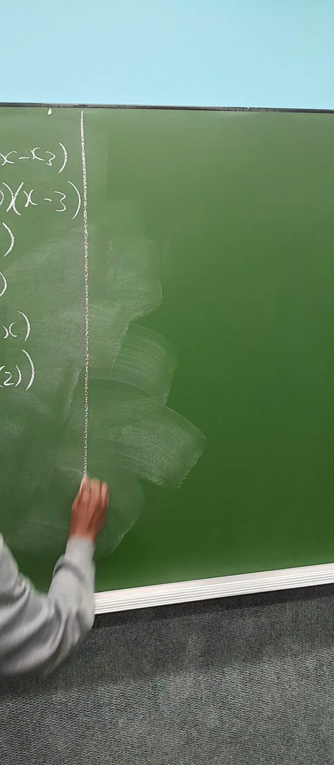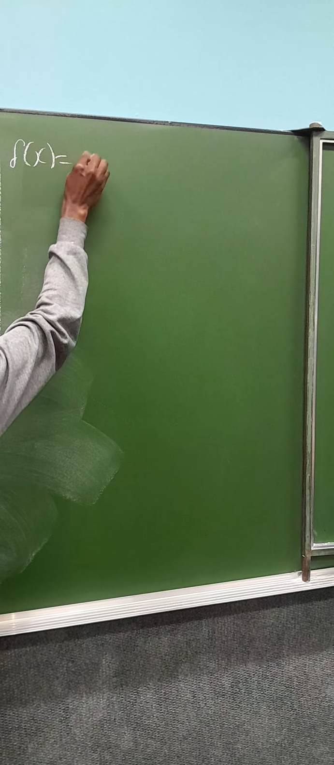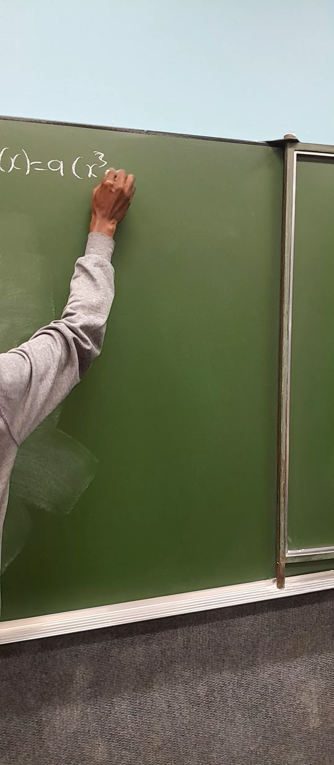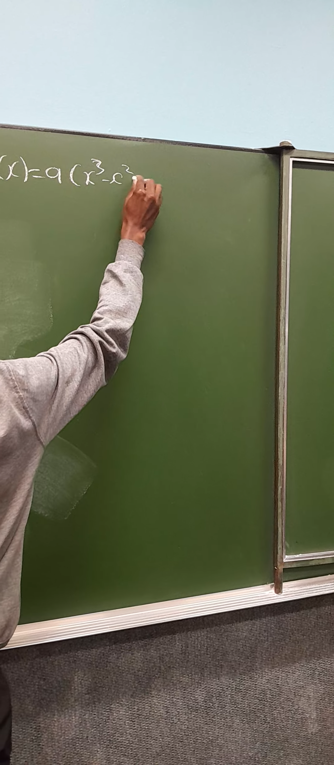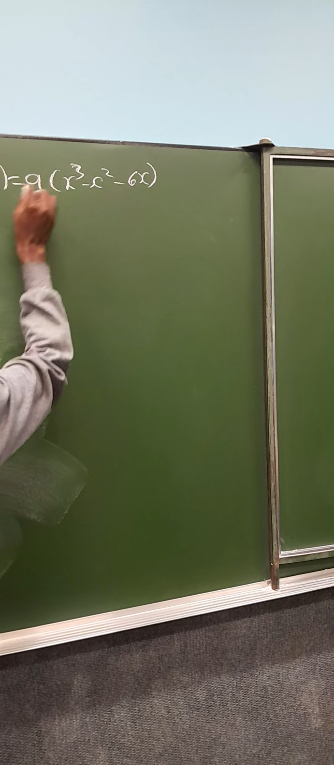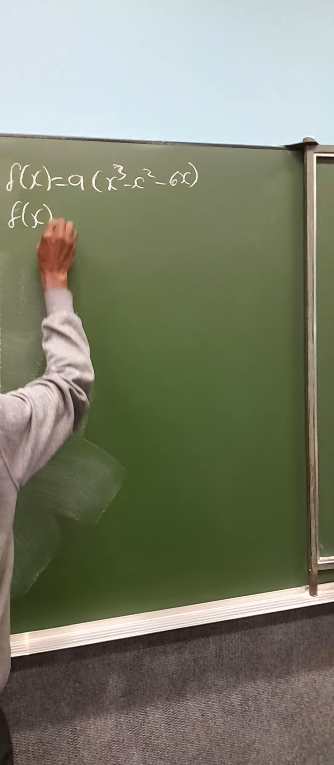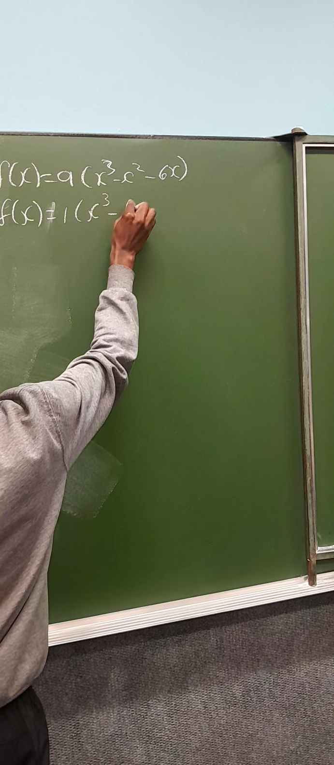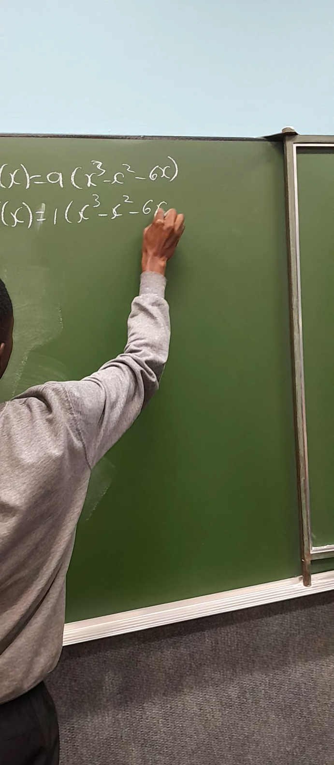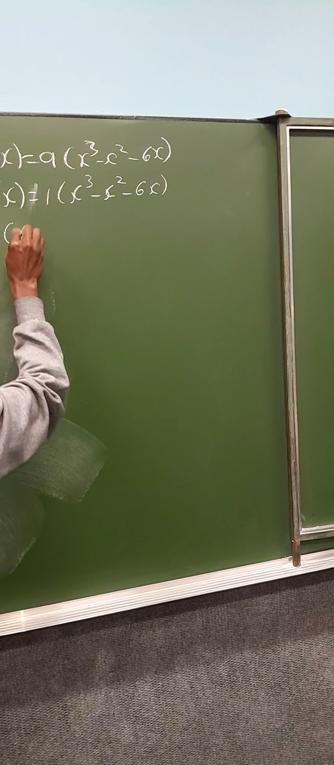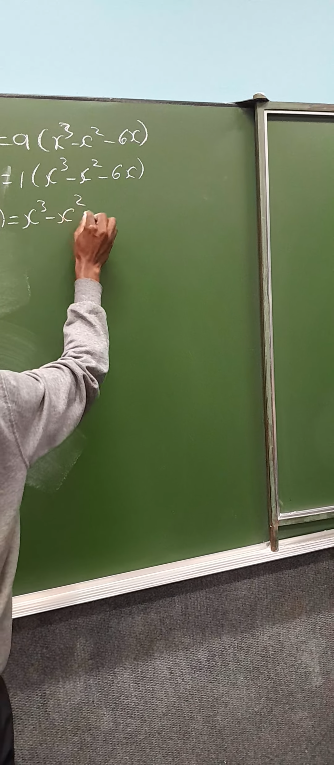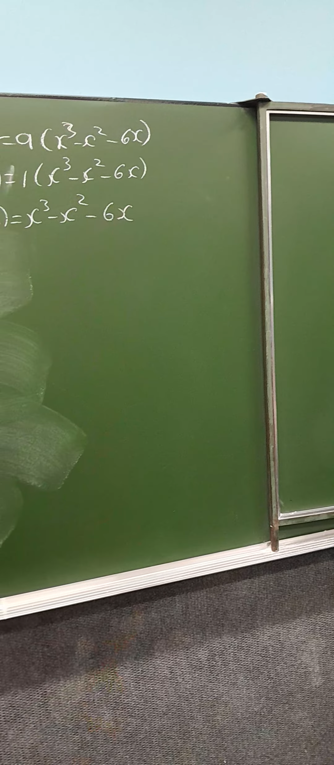So now, doing that, I'm going to substitute the value of a here. So I have a into x cubed minus x squared minus 6x. The value of a is 1, so I'm going to have 1 into x cubed minus x squared minus 6x. And then now I'm going to have f of x equals x cubed minus x squared minus 6x.